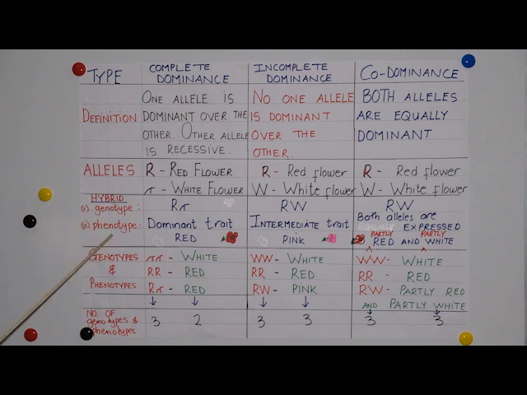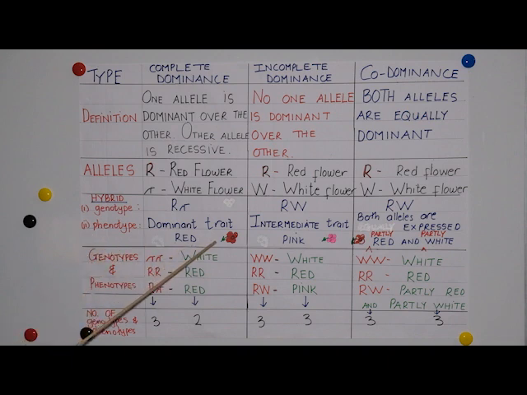The genotype and phenotype of the hybrids. For complete dominance, two different alleles make the hybrids. For complete dominance, it is a capital letter to represent the dominant allele and a lowercase r to represent the recessive allele. However, for incomplete dominance and codominance, we represent the hybrid in exactly the same way. A combination of two different letters, capital R and capital W. However, the phenotypes for each hybrid are different.